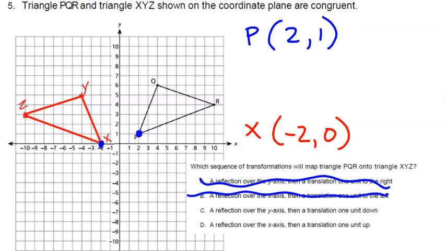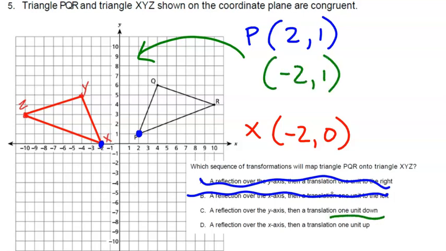All right, a reflection over the y-axis would give me -2, 1, and then translate 1 unit down would give me -2, 0. So C is the right answer.